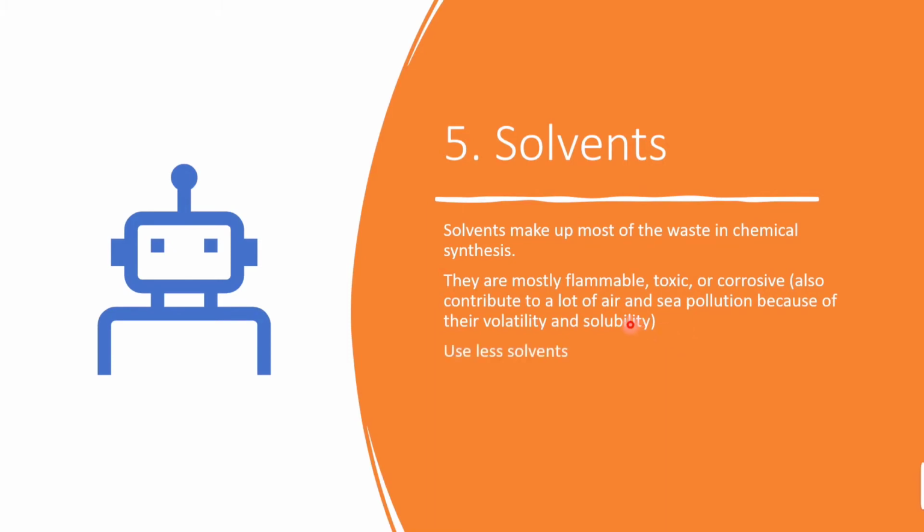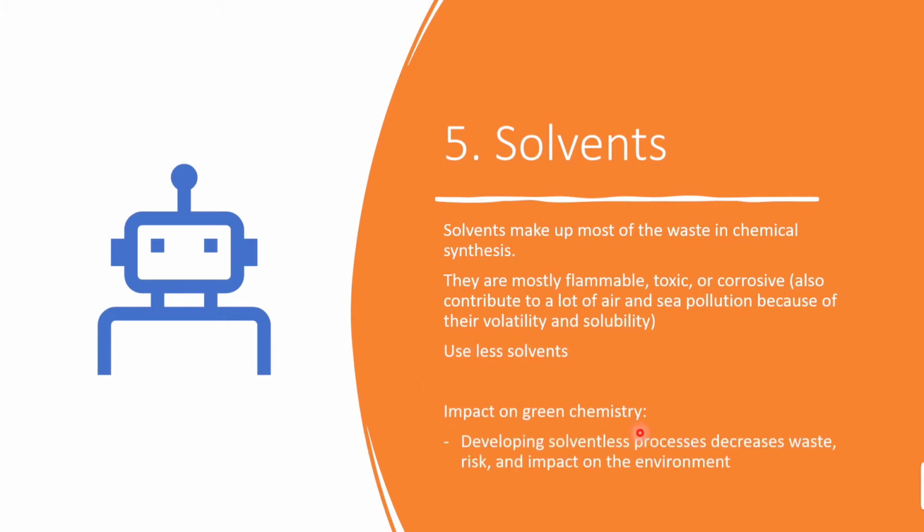So we use less solvents. What is the impact of using less solvents on green chemistry? Developing solventless processes decreases the waste we produce, so decreases the energy we need to dispose of this waste. It decreases the risk because solvents are usually flammable, toxic, or corrosive, so it's safer. And it reduces our impact on the environment because they're less likely to contribute to air and sea pollution.